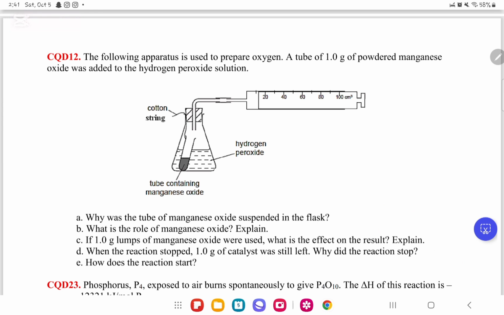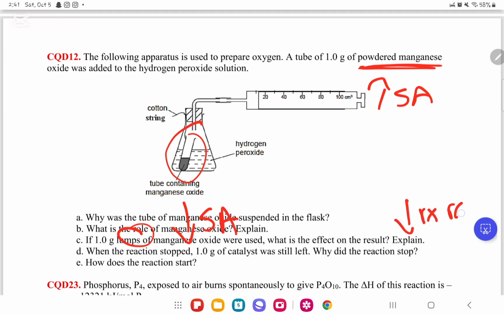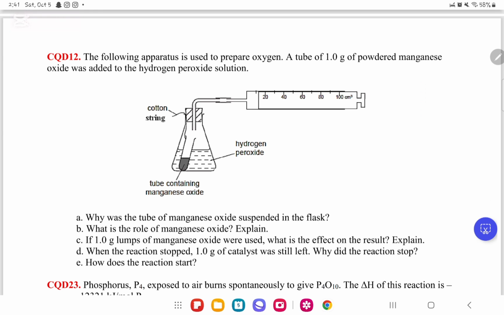Now, if 1 gram lumps of manganese oxide were used, what's the effect on the result? Because here we have powdered manganese oxide, they said 1 gram lumps. Okay, definitely the powdered has a larger surface area than the lumps, so lumps have a smaller surface area. Then the reaction rate will decrease if we have a smaller surface area. D. When the reaction stopped, 1 gram of catalyst was still left. Okay, why did the reaction stop? Why? Because all of this was used.